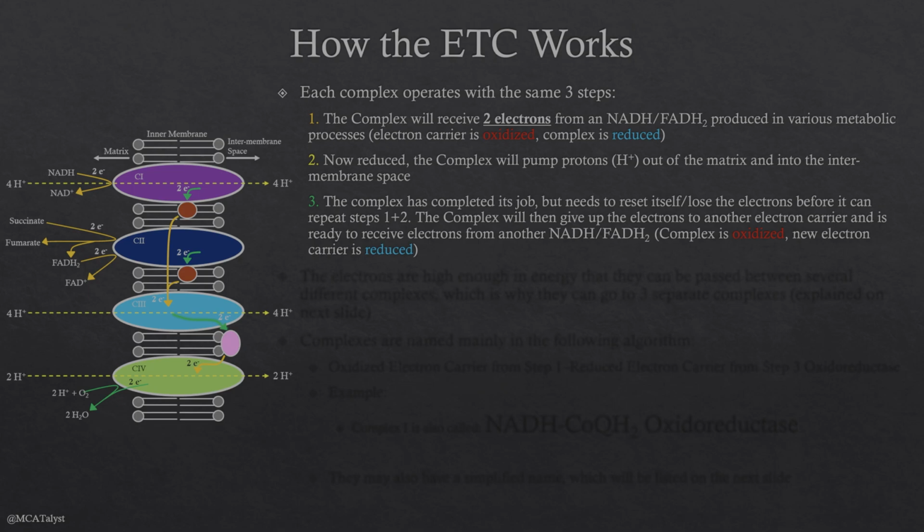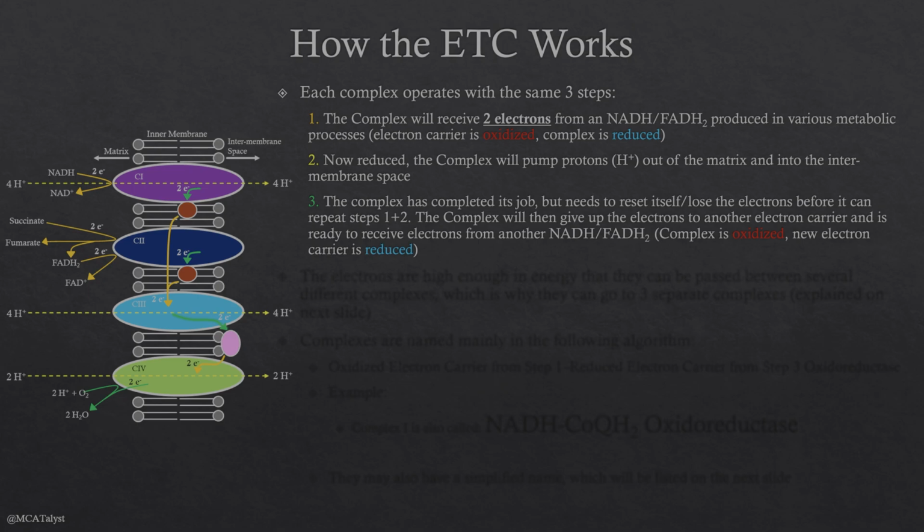It needs to lose these electrons before it can repeat the steps in 1 and 2. The complex is then going to give up these electrons to some sort of other electron carrier, and therefore is going to be ready to receive electrons from any other source, specifically the electron carriers themselves in their reduced forms.